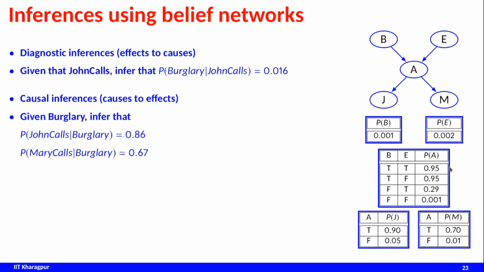The other kind of relation that we are also interested to explore is causal inference, the cause-to-effect relation: given the burglary, infer that John will call. So with a very high probability John will call, with 0.86. Similarly, given that the burglary happens, what is the probability that Mary calls? Again we have a fairly high probability, 0.67. So this way we can actually analyze our system.